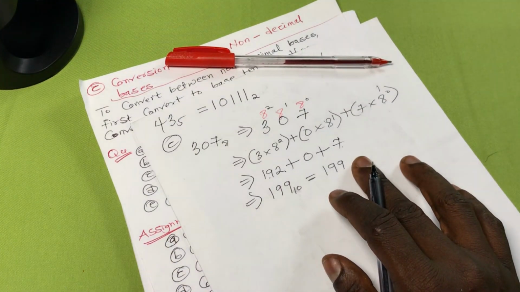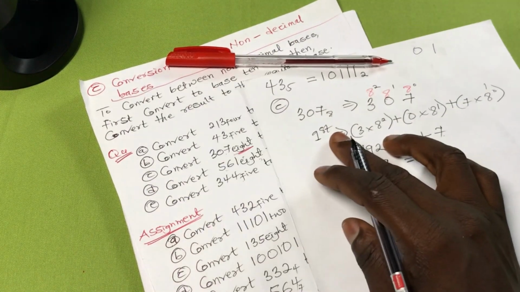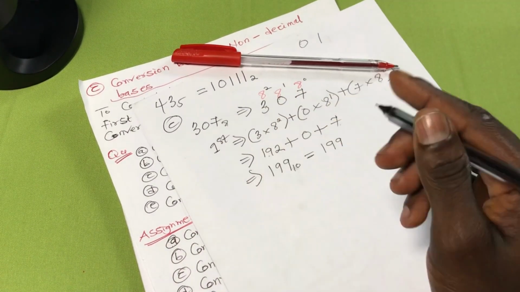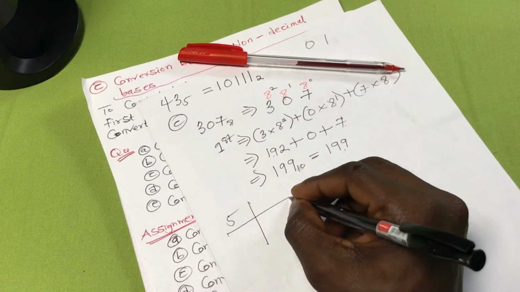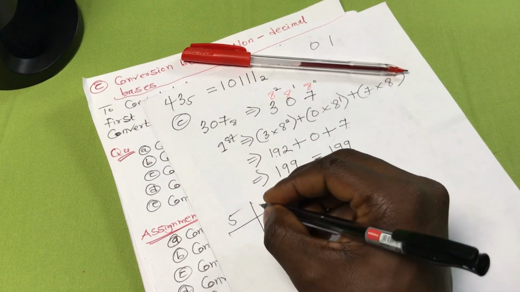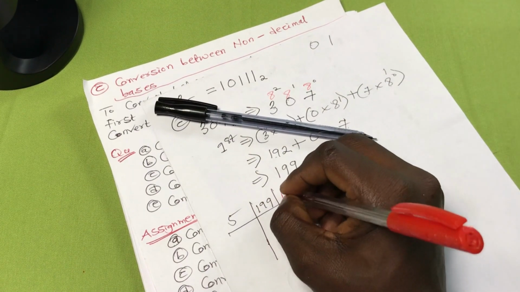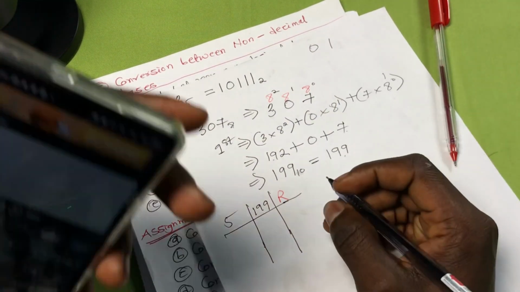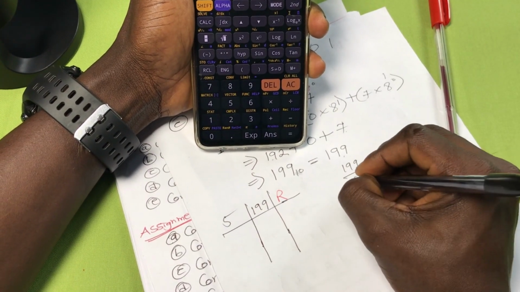Now don't forget, we are not done. This is just the first stage. We want to convert the 307 to base 5. So the result you had here, you are going to convert it to base 5 using the method of successive division. And in that, we said the 199 appears here, and we indicate the remainder sign here. So if you are employing the method of successive division, then we say 199 divide 5.